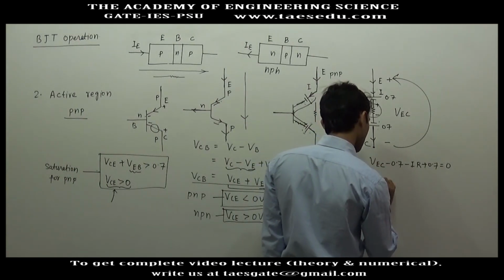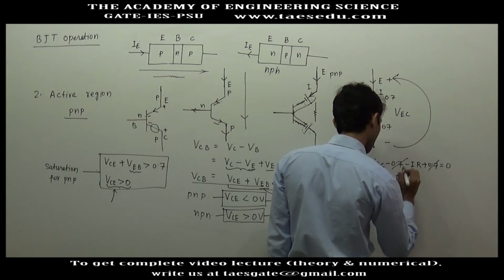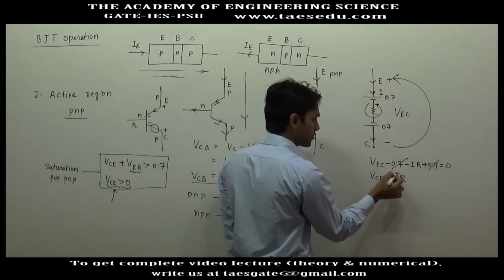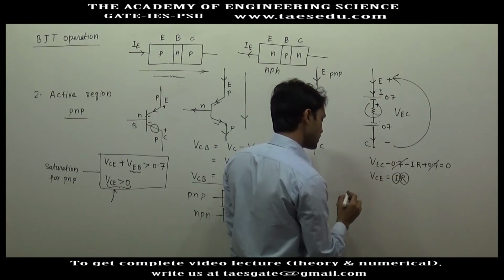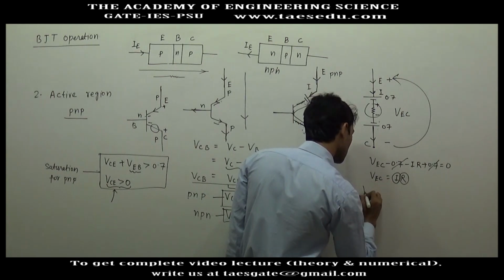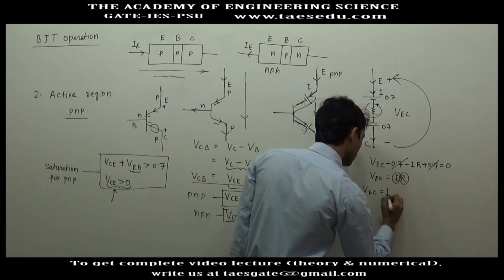So we will get VEC as I into R, and current will always flow in this direction. So I is always positive, R is also positive. This is VEC. So VEC, this is equal to IR.